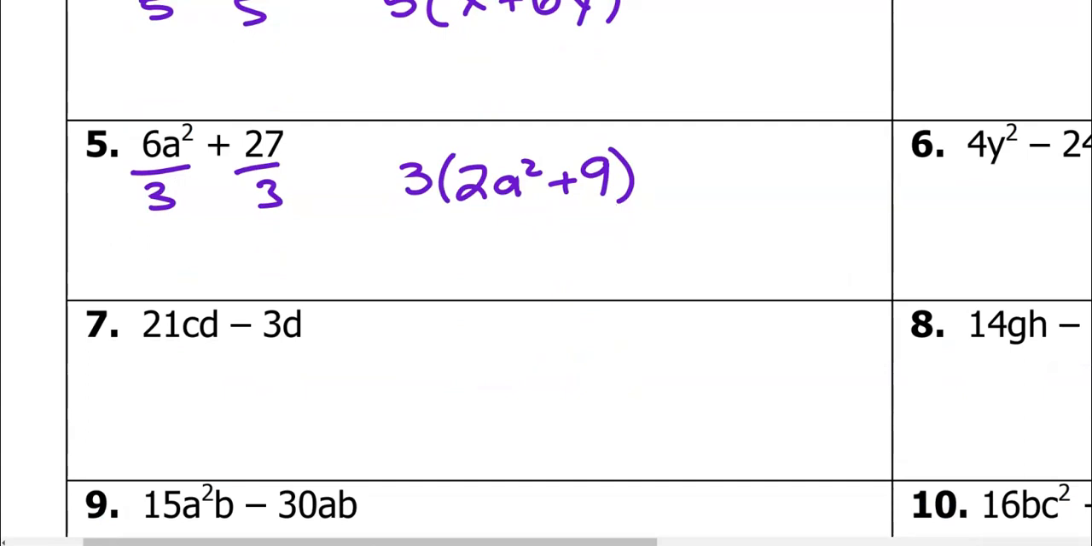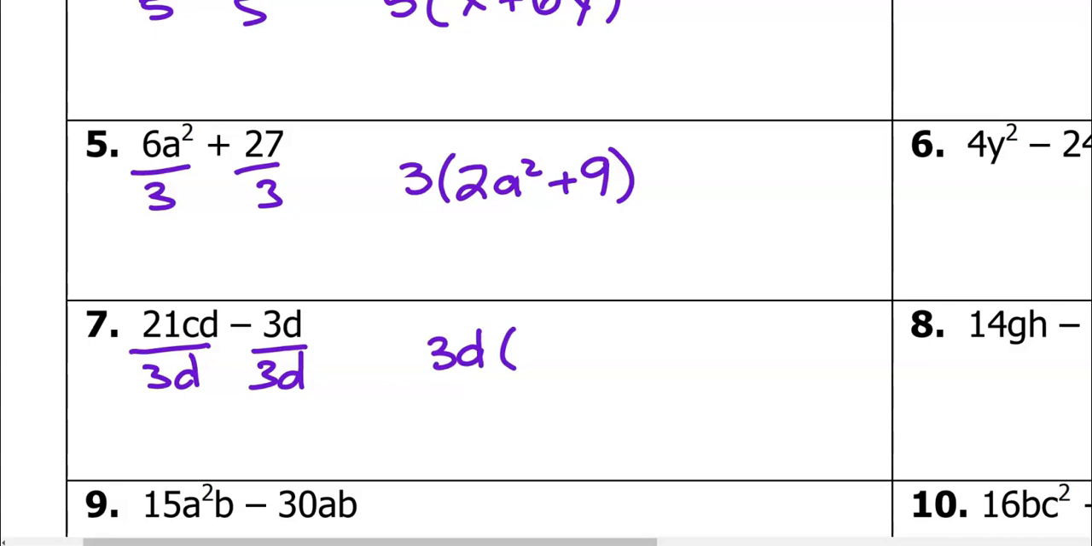Number 7's a little bit different: 21CD minus 3D. Okay, there's a negative. I also see that they both have a D this time. So I can take out a number and a letter, right? Looking at 21 and 3, what can I divide those by? 3, right? Do you notice that they also both had the letter D? So I could take out a D from both pieces as well. So 3D gets divided out.